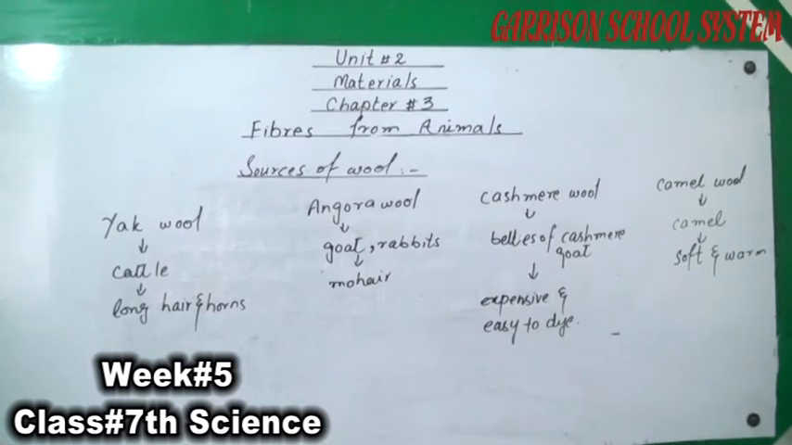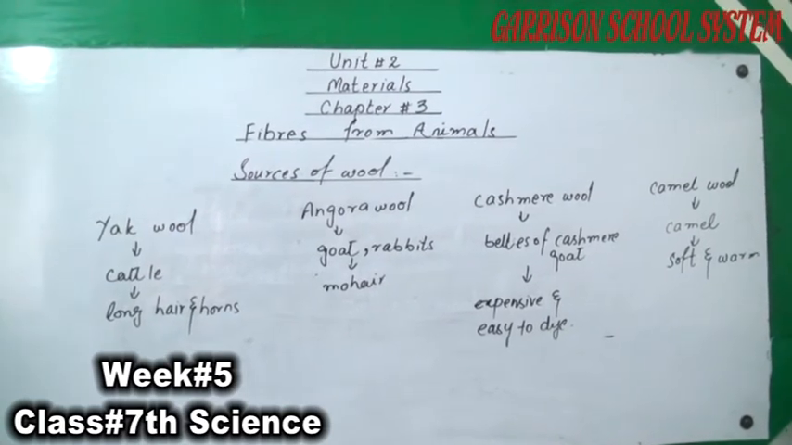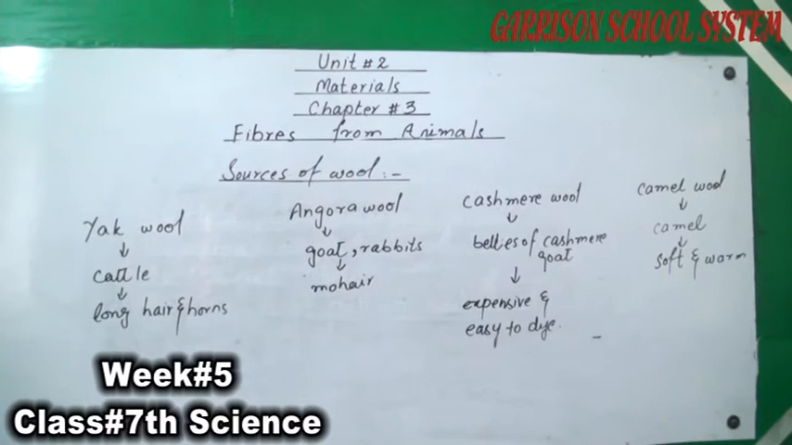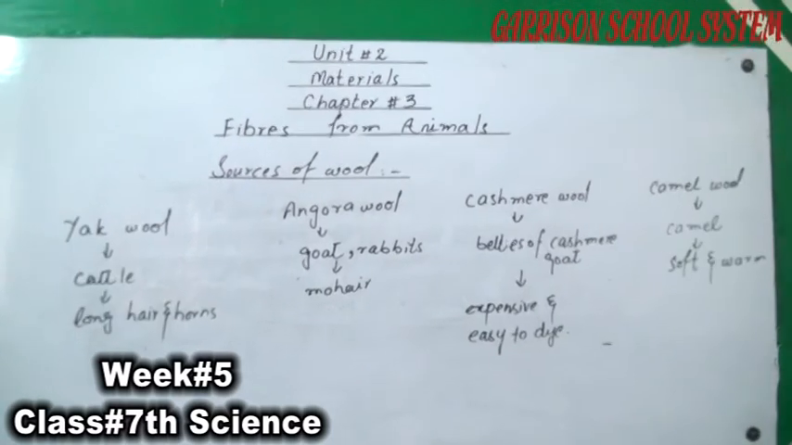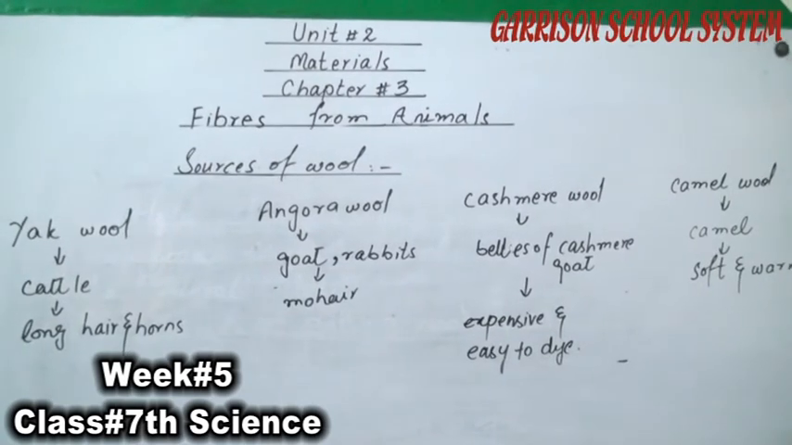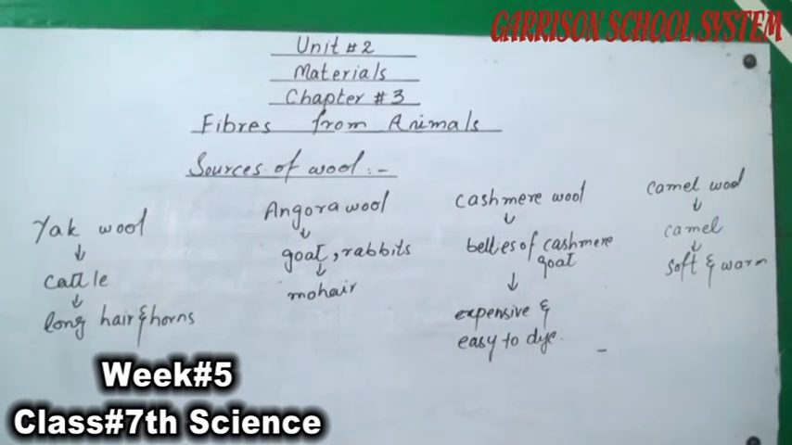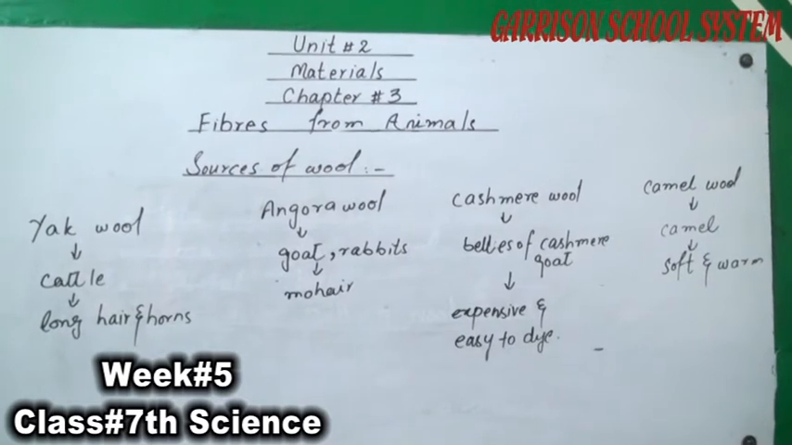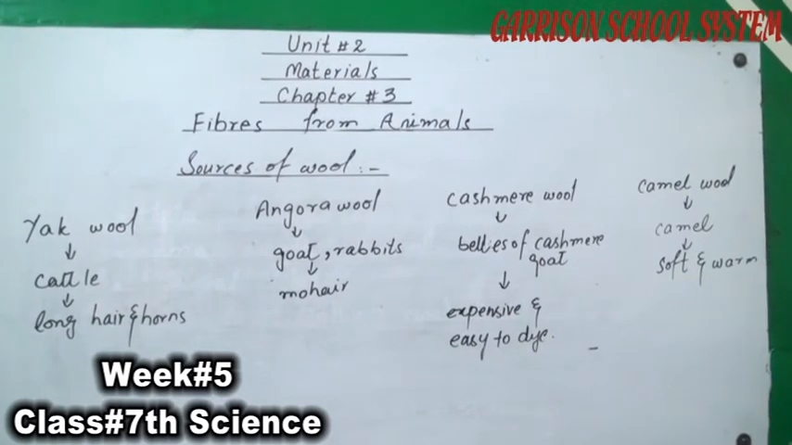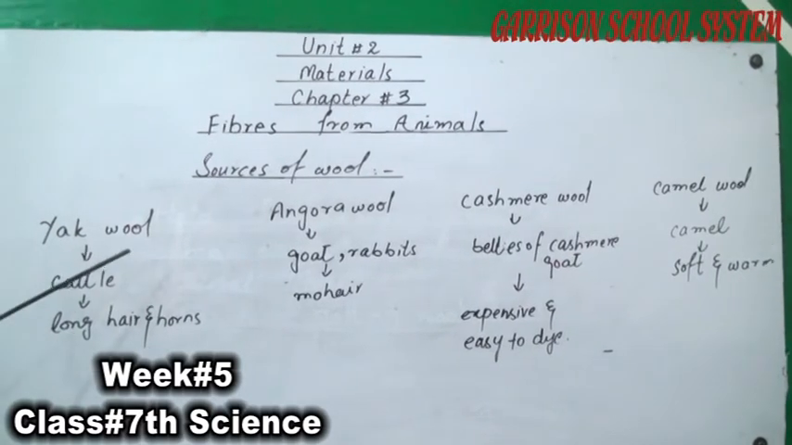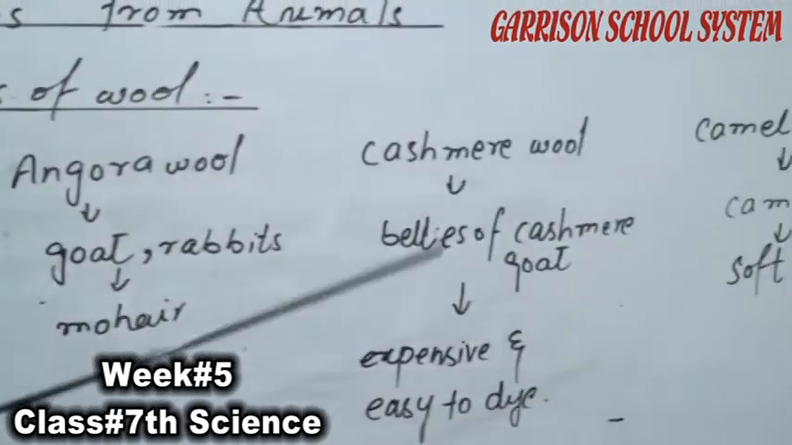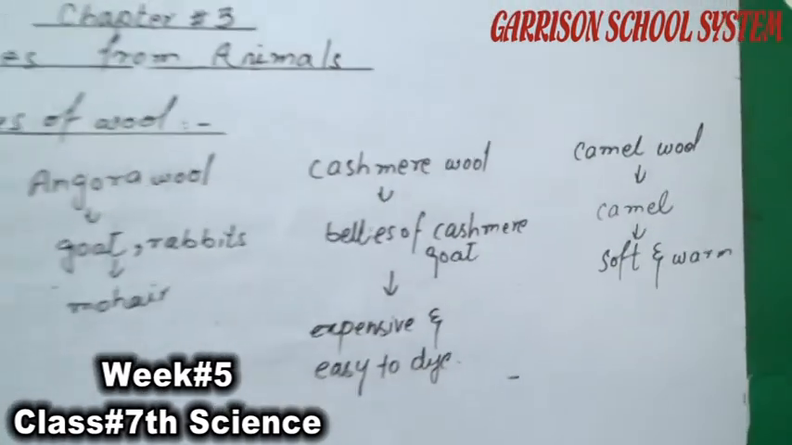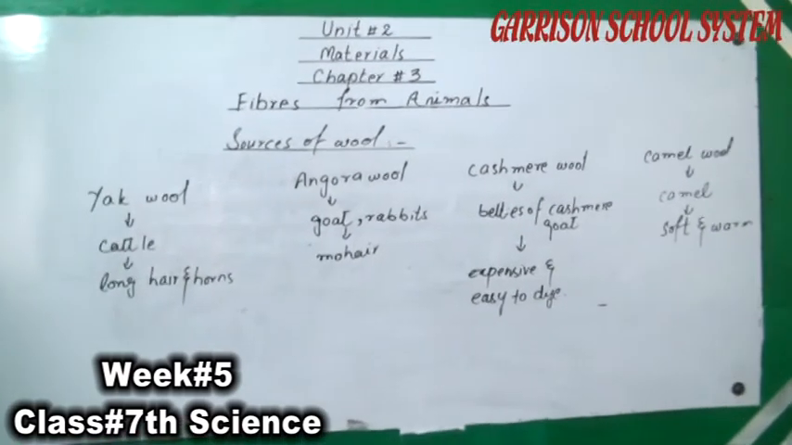Countries have different types of climate in different regions. All types of climates do not suit all breeds of sheep. Although sheep wool is the most available wool in the market, wools from other animals are also popular. So here we will discuss the wools that we get from other animals like yak wool, Angora wool, cashmere wool and camel wool. We get these wools other than the sheep wool.